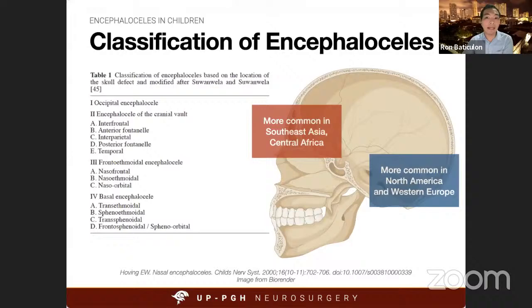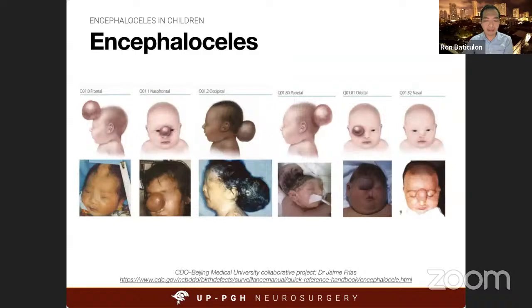Then you would also have your basal encephalocele. So your basal encephalocele, they herniate not outside of the cranium, but towards the base of the skull. So you see here, these are just diagrams showing you. So here, as I've said, the anterior encephaloceles are more common in our setting.